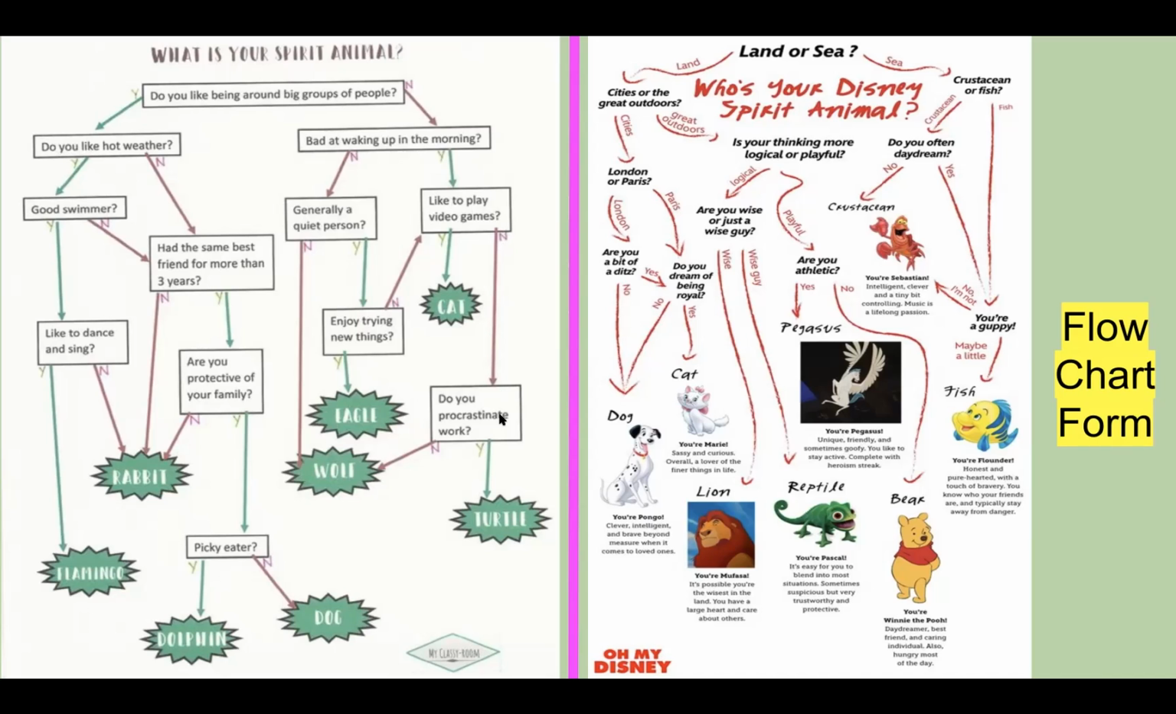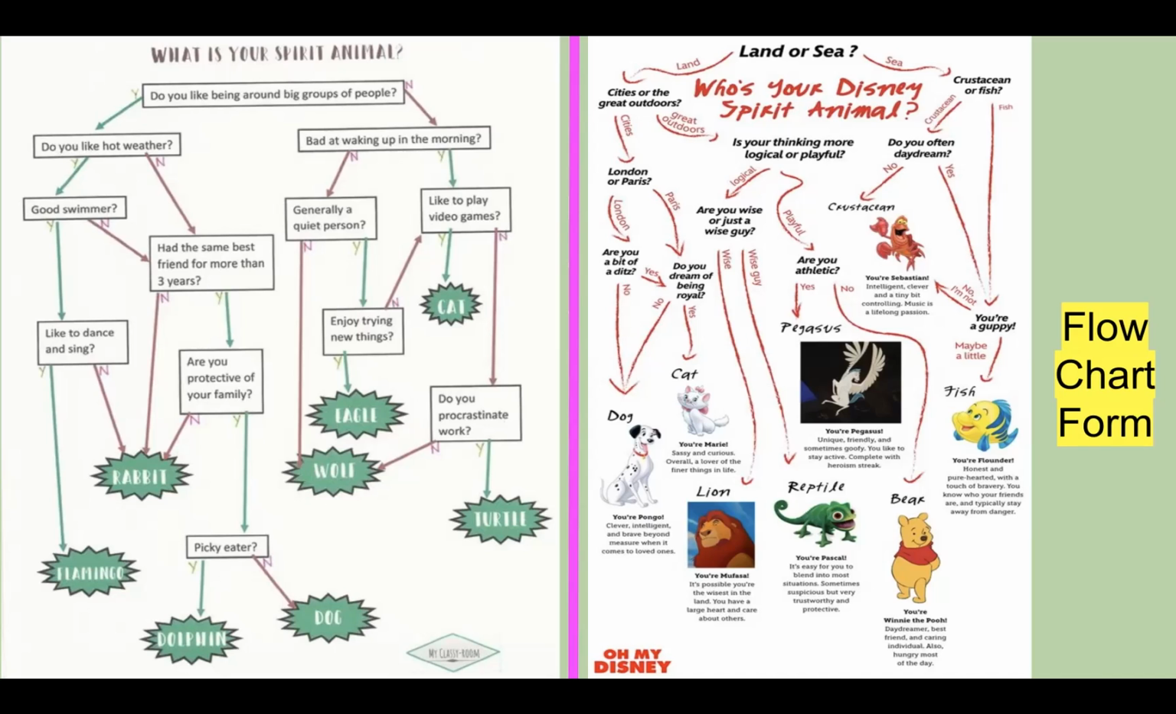And it says, do you procrastinate at work? I'm going to say no to that. So I'm going to follow my arrow down. And finally, it comes to an end point, and that end point will be your answer. So in this case, it says my spirit animal would be a wolf. So that's just one example of how a dichotomous key flows.